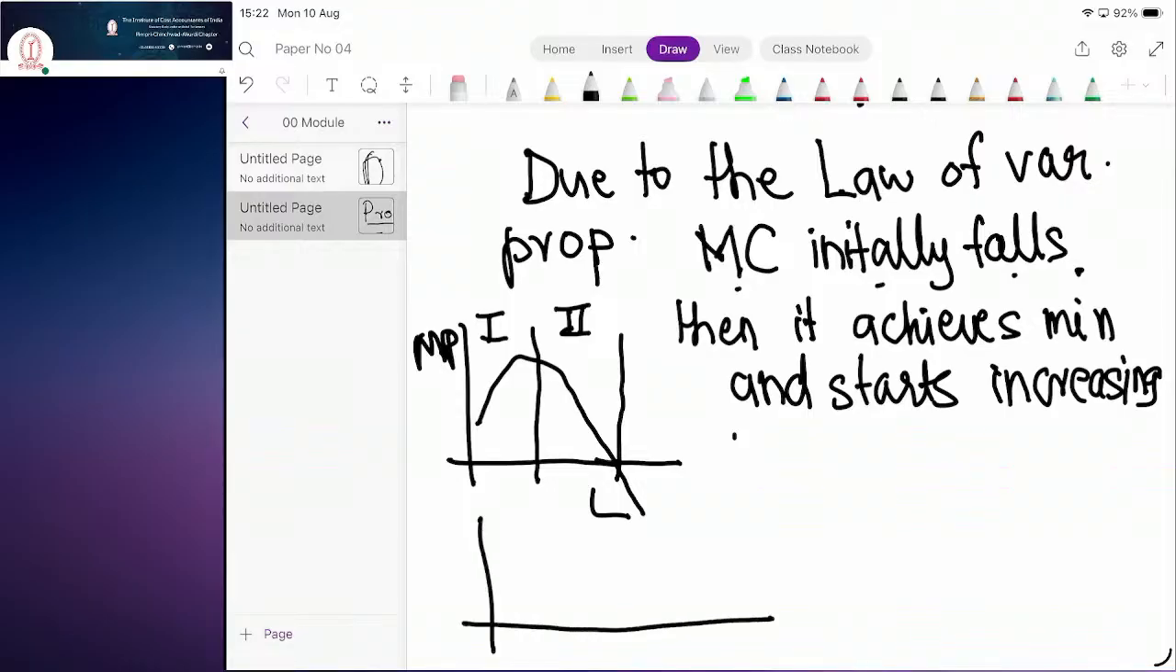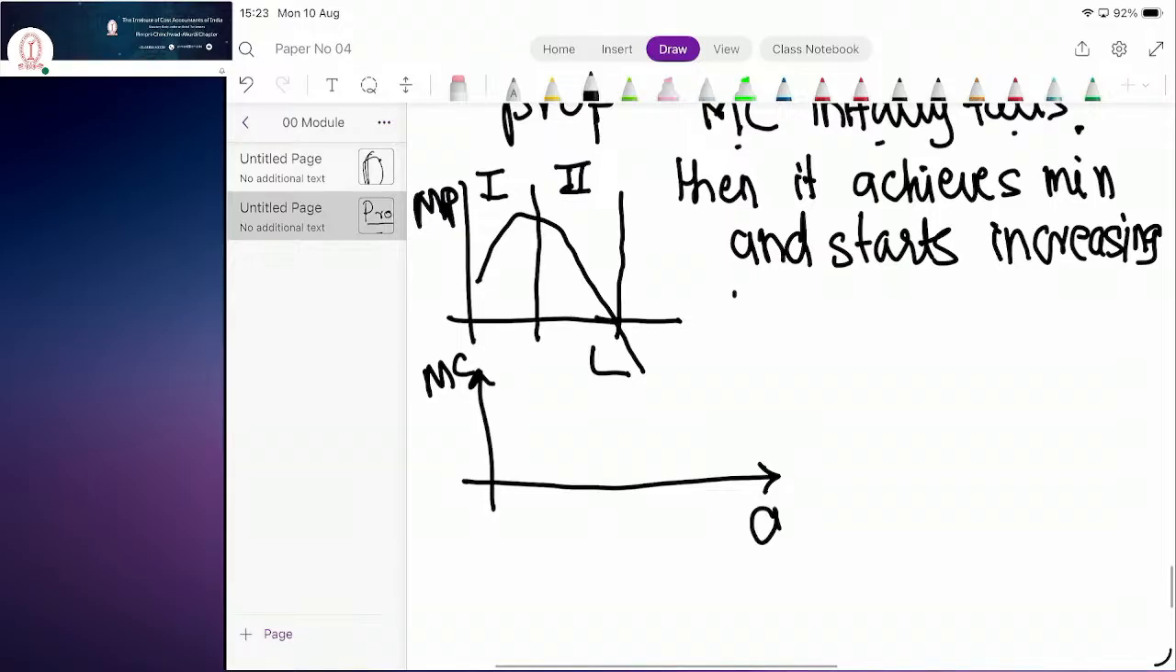I am drawing just exactly below this marginal cost, and of course for marginal cost we don't have labor input, but we write Q, output. Till the output is at stage 1, what happens? Marginal cost is falling, then it starts rising like this. So marginal cost has this shape, and all our cost curves get influenced by marginal cost. That's why in economics, the marginal cost concept has the greatest importance.